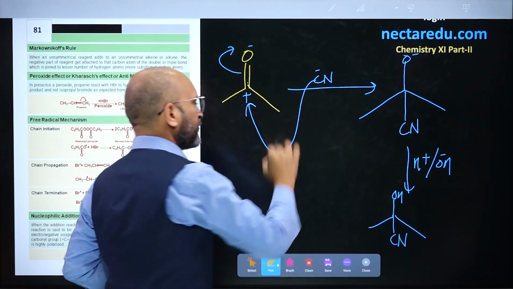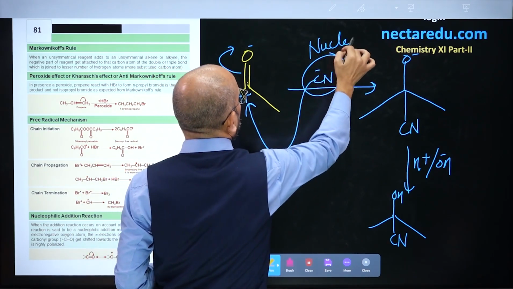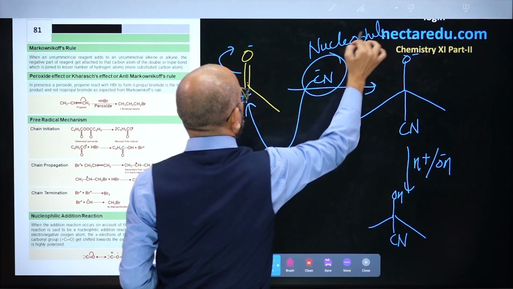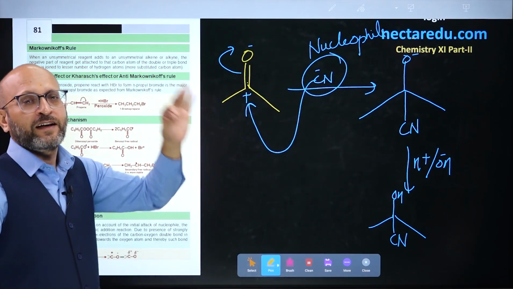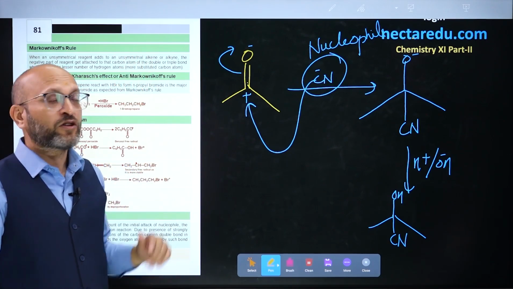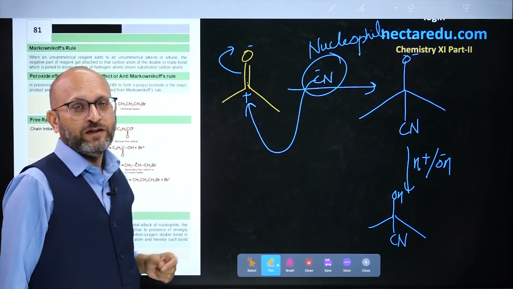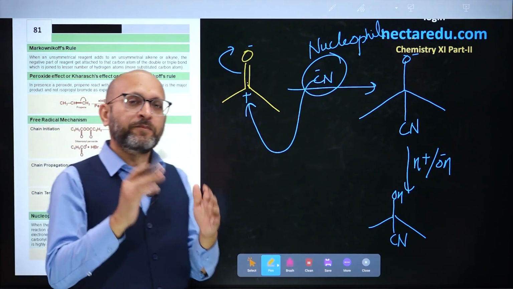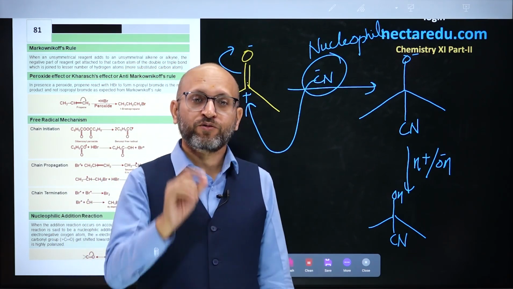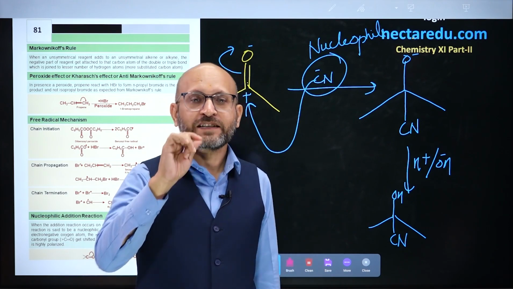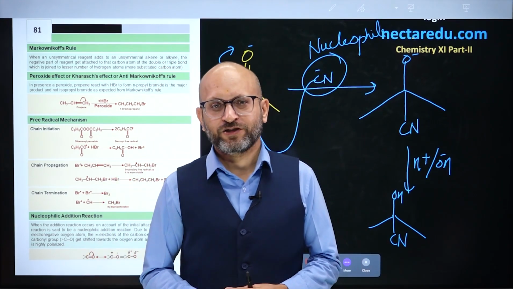So what is happening in the first step? This is a nucleophile. So the first step is attack of the nucleophile. Because CN minus, the nucleophile, is getting attached to the carbonyl carbon, the name goes like nucleophilic addition. The nucleophile is getting attached to a double bonded carbon, so this is known as addition. So overall the reaction is nucleophilic addition. That's it.